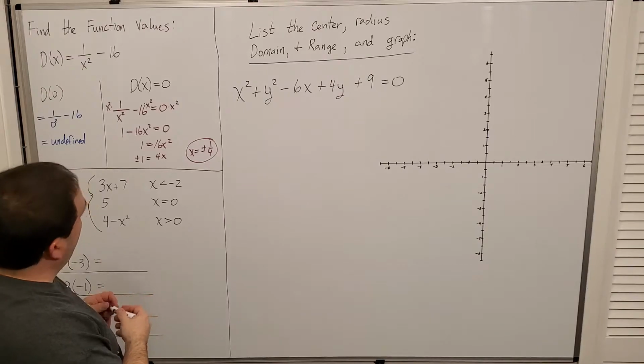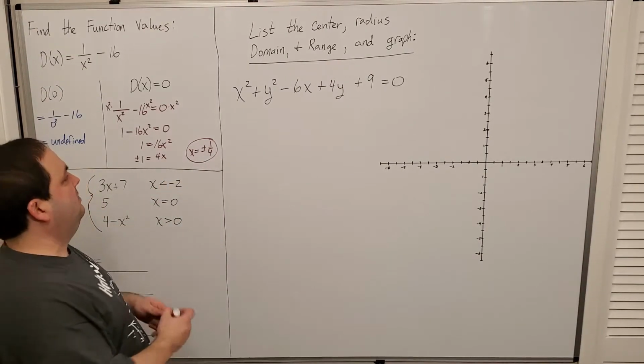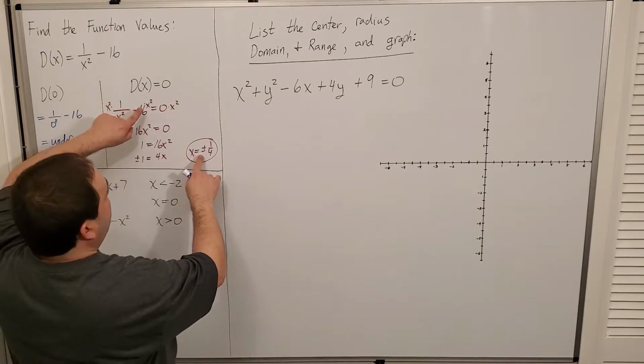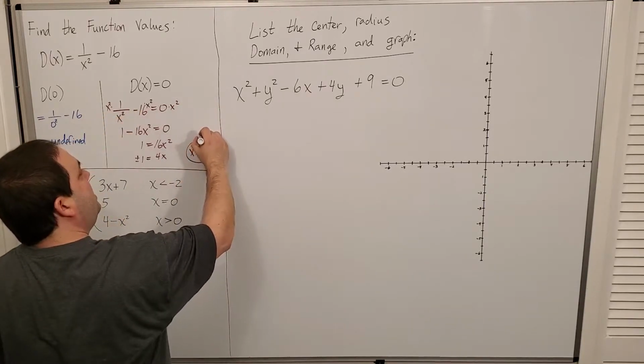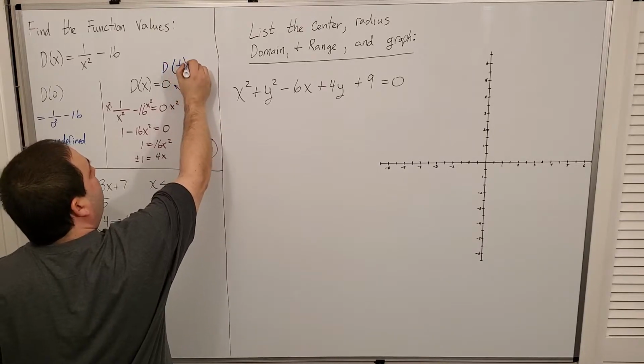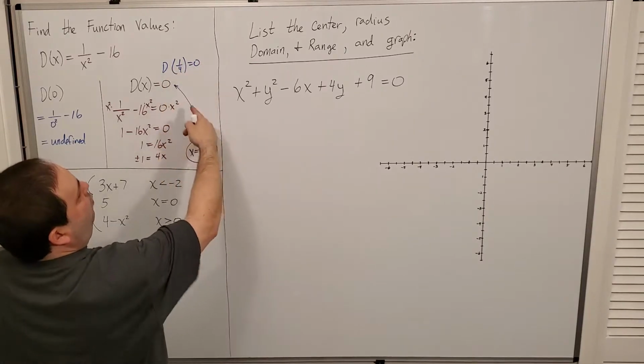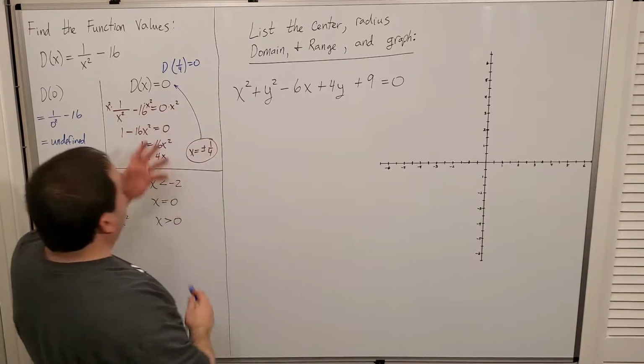So I found two x values, okay? Don't forget what that means. Here, for example, this means that d of 1/4 would equal 0. Also, same thing for negative 1/4. That's what we're actually finding here.